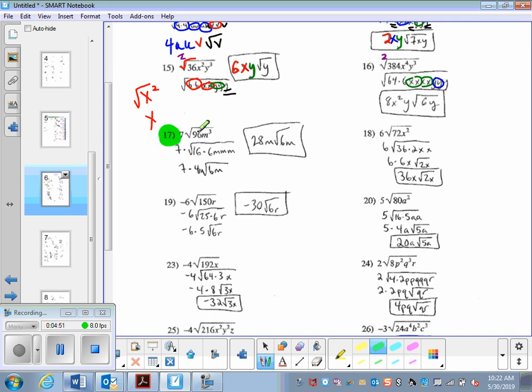So 96 is divisible by 16, which is a perfect square. Now the other thing I want to point out here for number 17 is that it already has a 7 on the outside. So the 7 on the outside is going to stay there. And when I take the square root of 16, that's why you see this 7 times 4. The square root of 16 is 4. Now the 6 stays in my radicand.